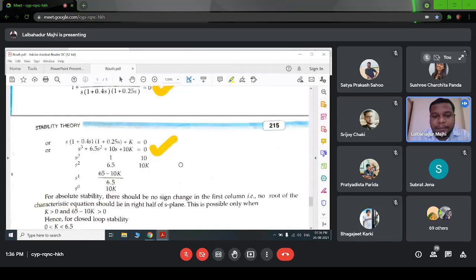Then we have to form the Routh array. The highest power of this characteristic equation is s cube, so we have to write it in decreasing order: s cube, s square, s and s to the power 0. Similarly, the coefficient of s cube is 1, then we skip the next one, and the next one is 10. For s square, the coefficient is 6.5, and then there is 10K.